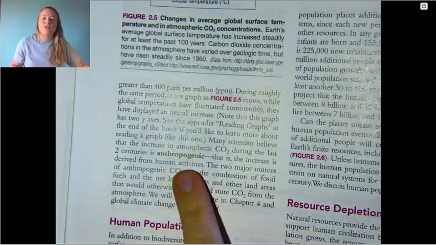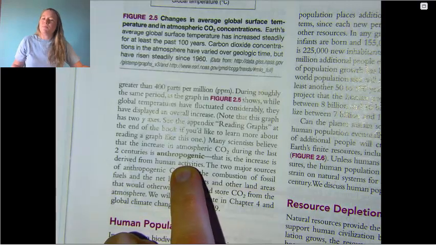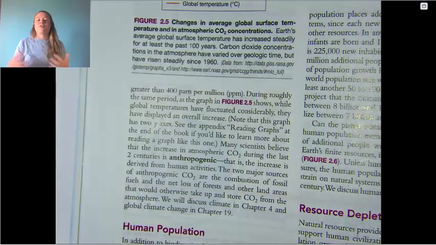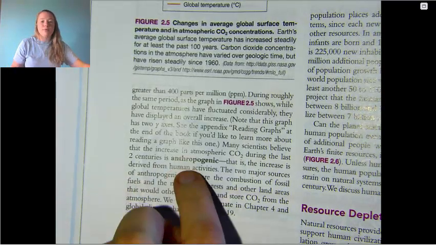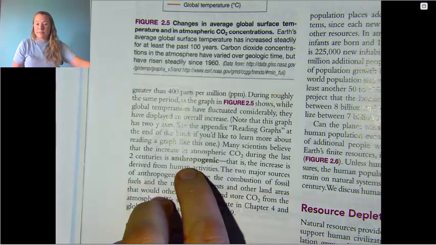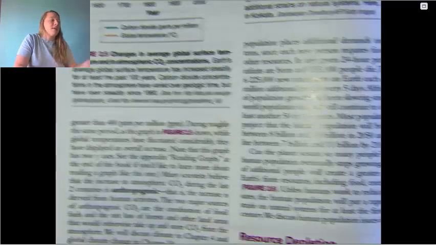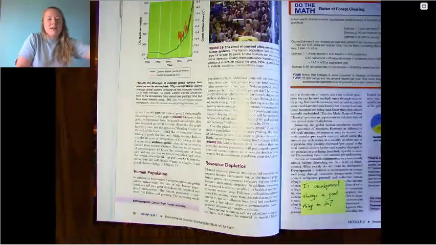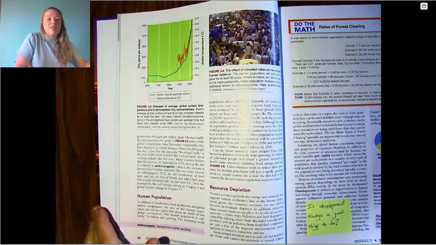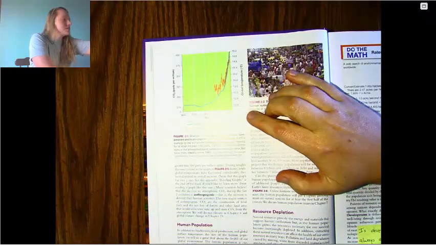Anthropogenic. You need to know this word. It's very important. It means it's coming from human activities. So anthropo means human, so anthropogenic means human generated. Now humans are generating a lot more carbon dioxide and putting it in the atmosphere than there ever has been in the past. And that's what this graph is.